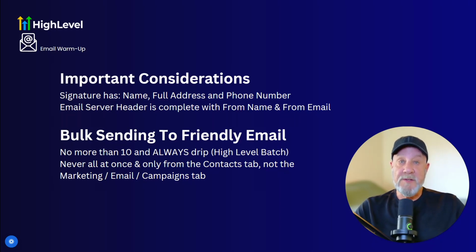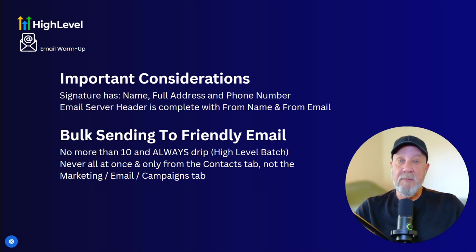When we go through this process, there's certain considerations we need to take a look at. First, it's important that your signature has your name, address, and phone number. These carriers are going to be looking for things like that. We also need to make sure that your domain email server header is set up correctly with a name and an email return. Now, it is possible to send bulk emails to friendly email addresses, but you don't want to send more than 10, and you definitely want to do a drip style. High-level calls this a batch, and we never want to send them all at once.